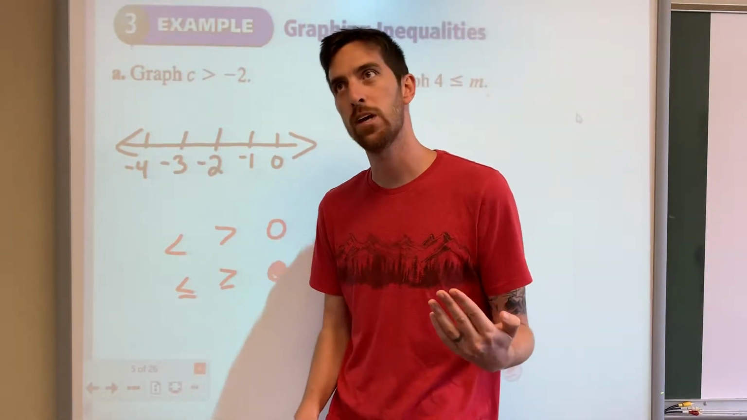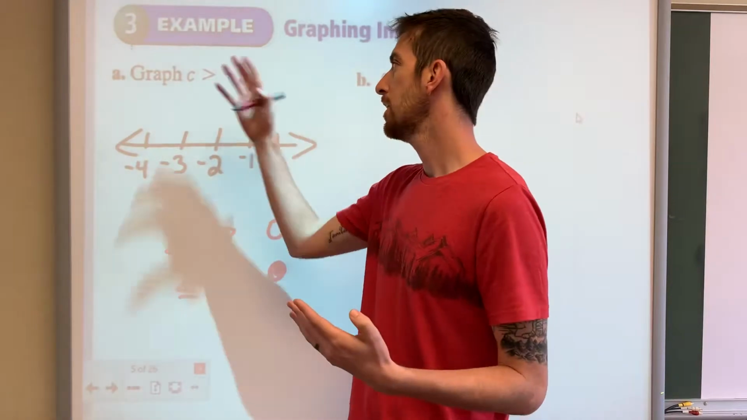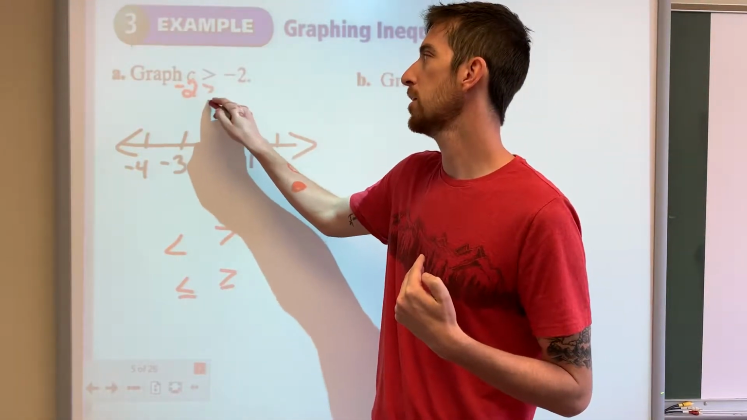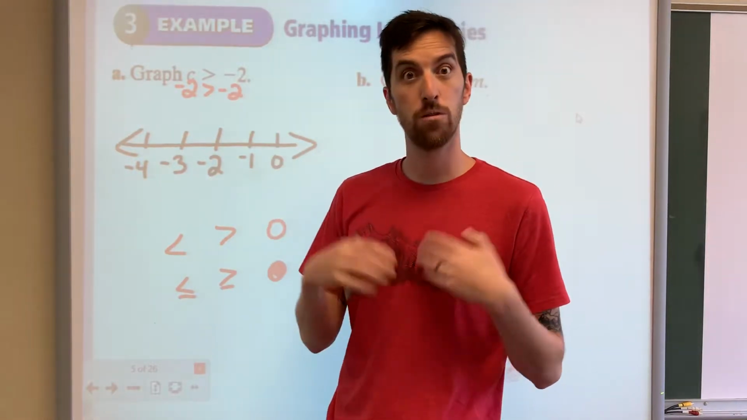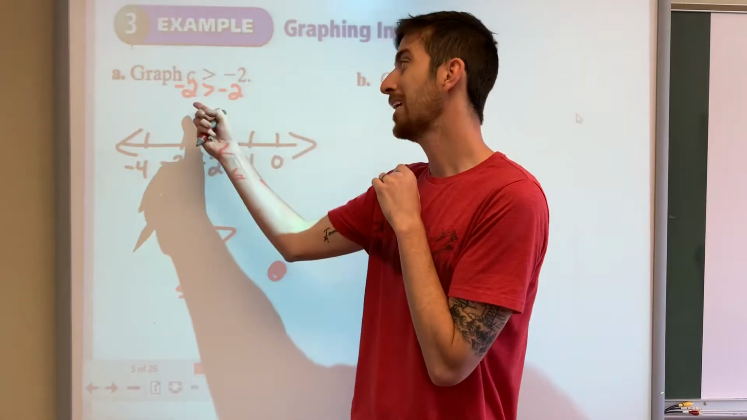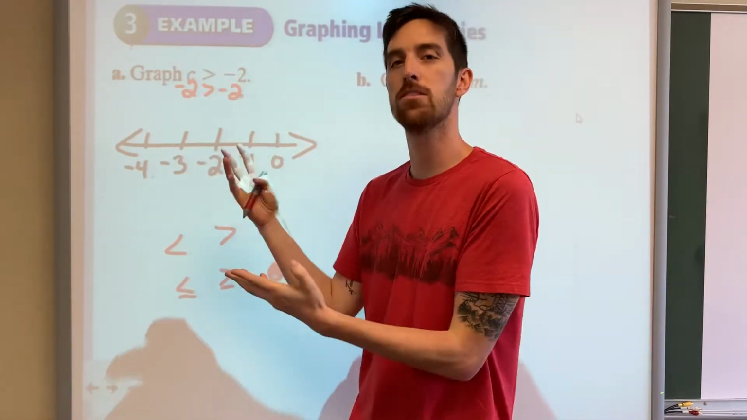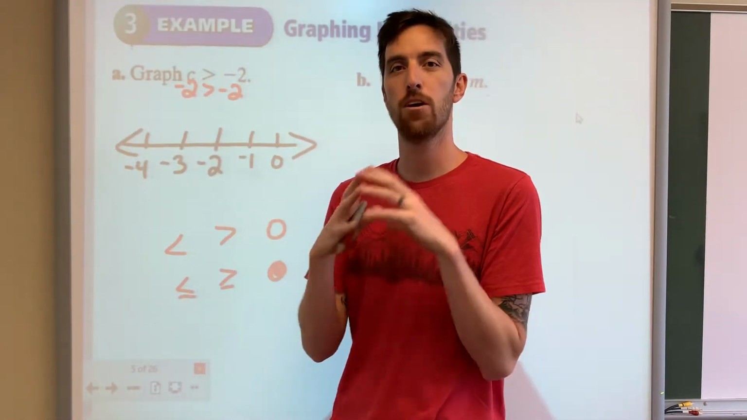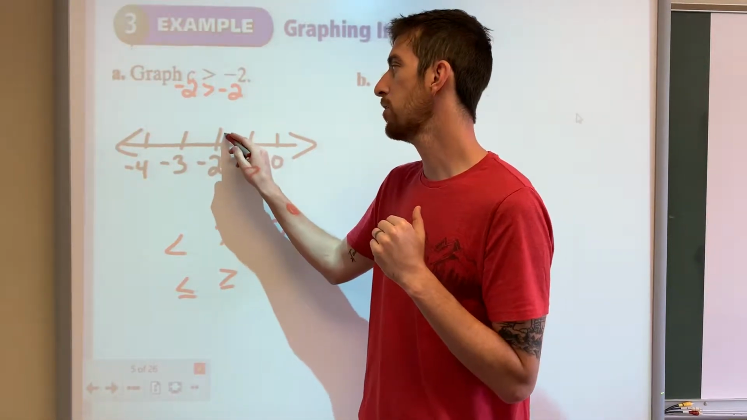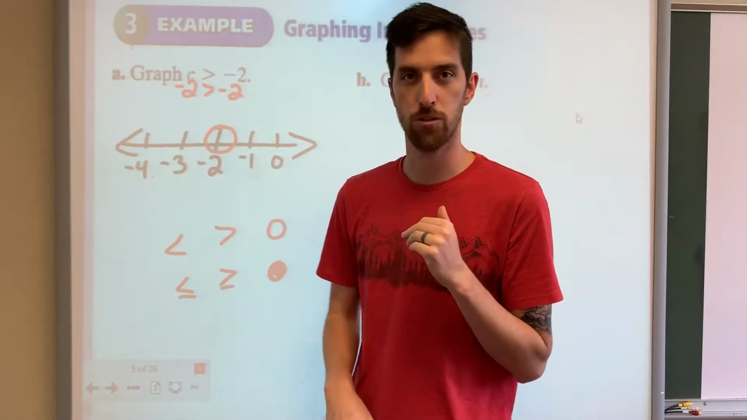However, the official way is, if the number is a solution here, if I could say -2 is greater than -2, so that number would be included, then it would be a closed dot to include that. But here, -2 is not greater than -2. That's why we have the open dot. It is not included in that solution. So we will have an open dot on -2.